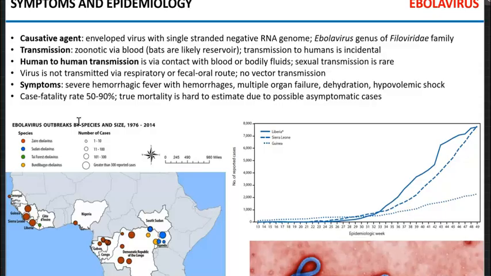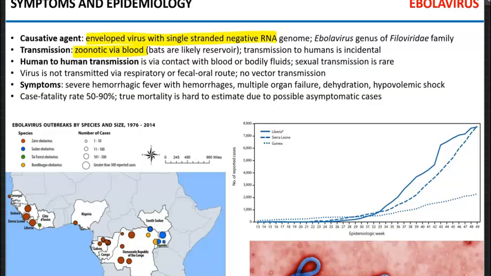So that brings us to a virus that is really overstated, a BSL-4 pathogen, Ebola virus. So what causes Ebola virus infection? It's an enveloped RNA virus. Transmission: initially, it is transmitted from animals to humans.